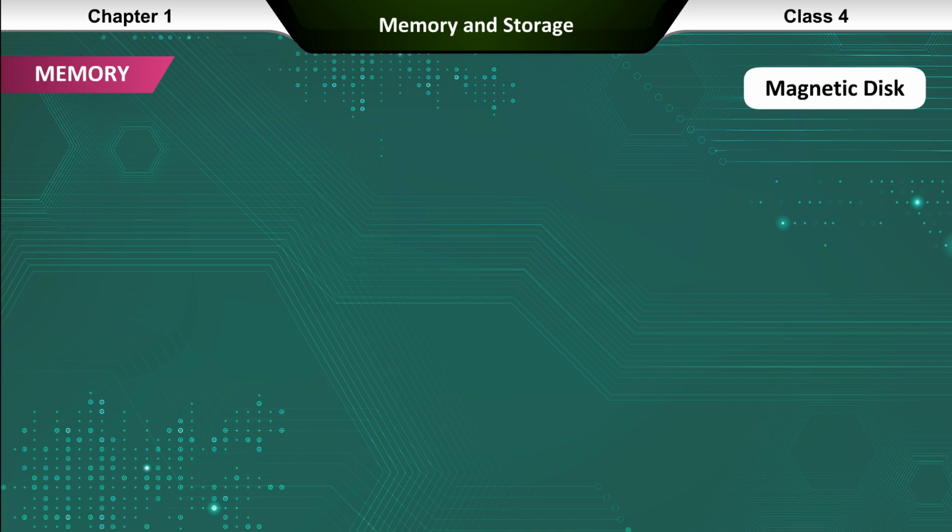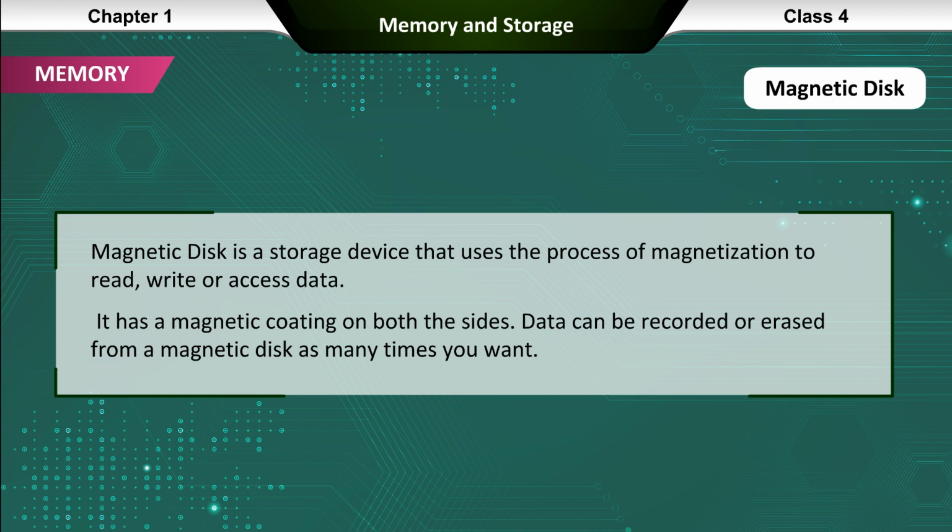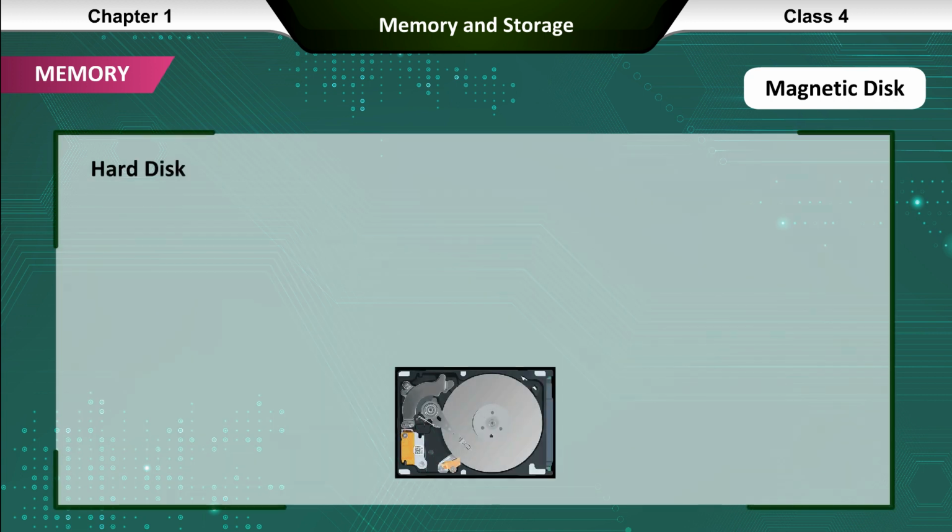Magnetic disk. Magnetic disk is a storage device that uses the process of magnetization to read, write or access data. It has a magnetic coating on both the sides. Data can be recorded or erased from a magnetic disk as many times as you want.